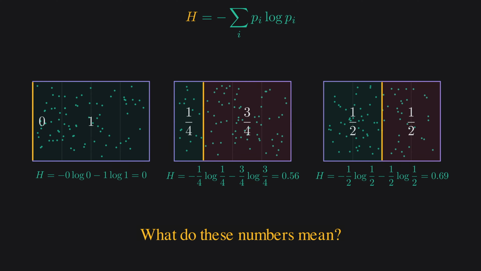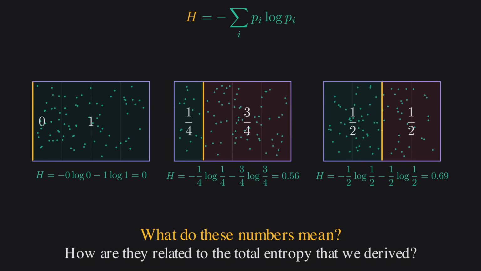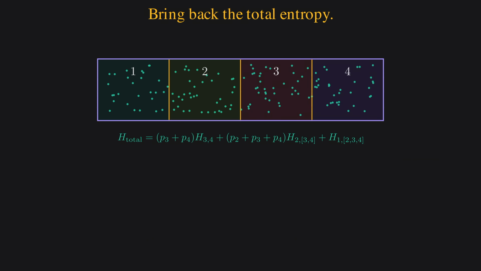What do these numbers mean? Namely, how are they related to the total entropy we derived? First, let's bring back the formula of the total entropy. This is the equation we can trust. For this particular example, we sum over 3 terms because we need to perform 3 merges for these 4 partitions.